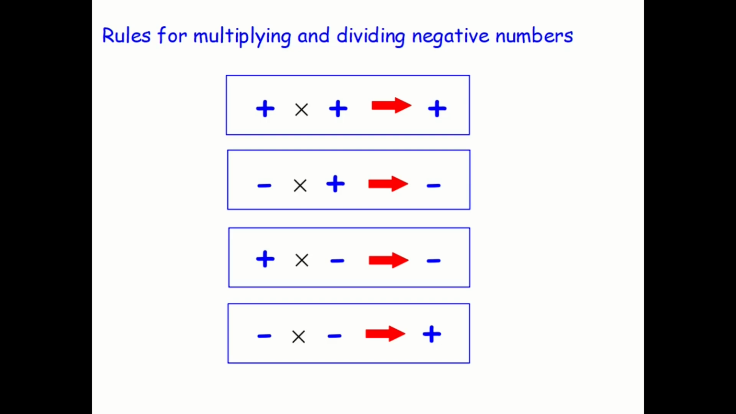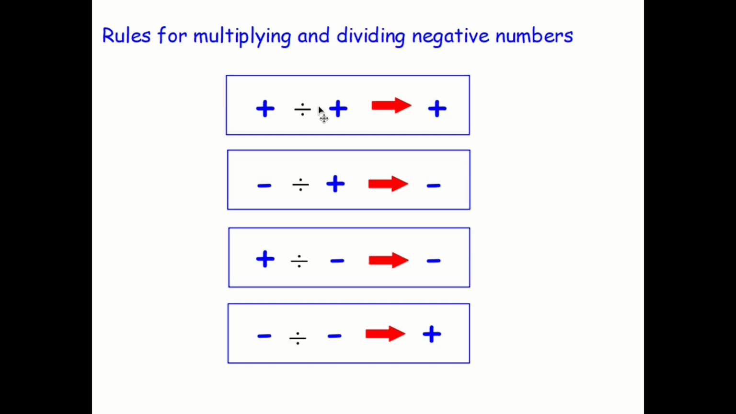So here you can see that if we multiply a positive number by a positive number, we end up with a positive number. If we multiply a negative by a positive number, we get a negative number. If we multiply a positive by a negative number, we get a negative number. And if we multiply a negative by a negative, we get a positive.